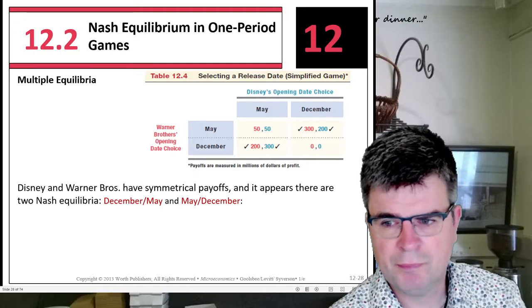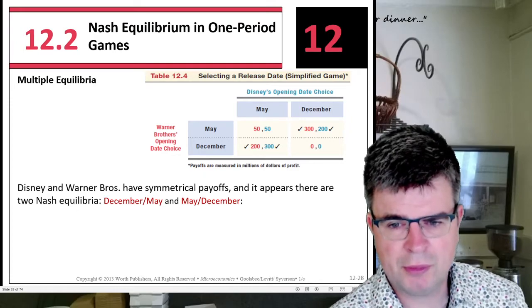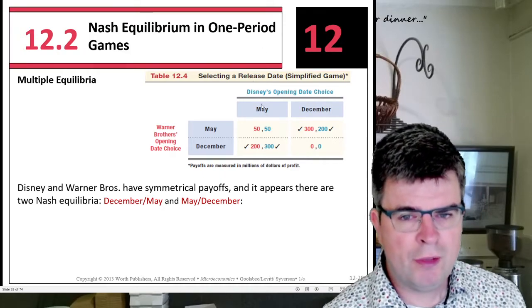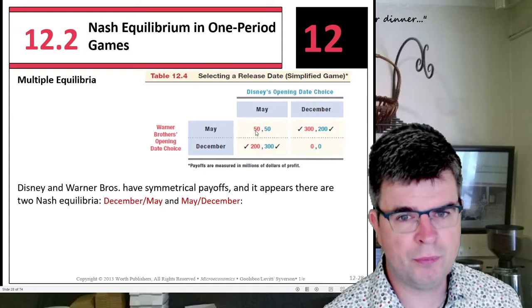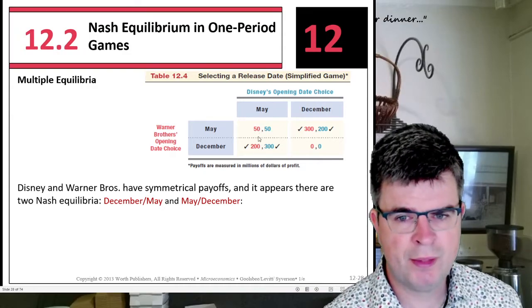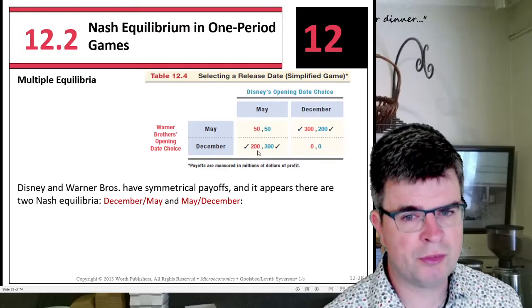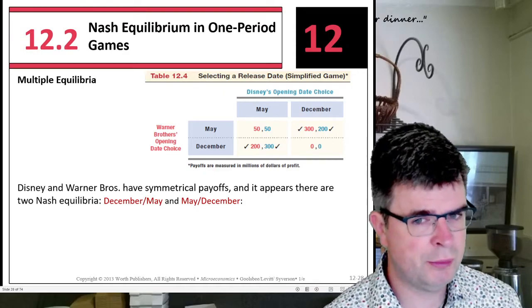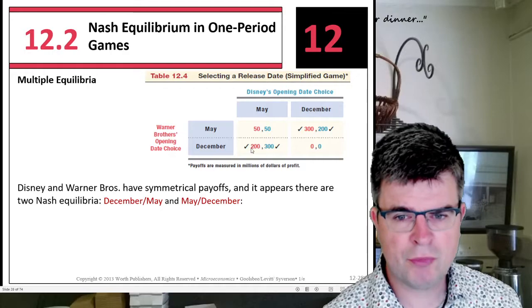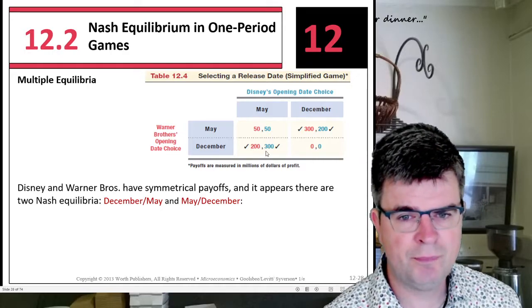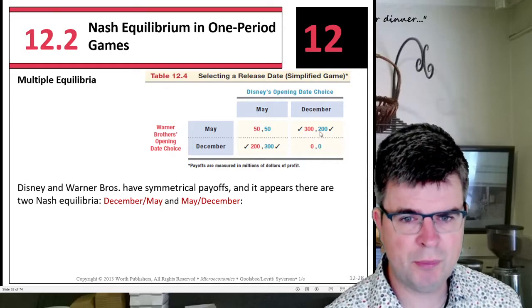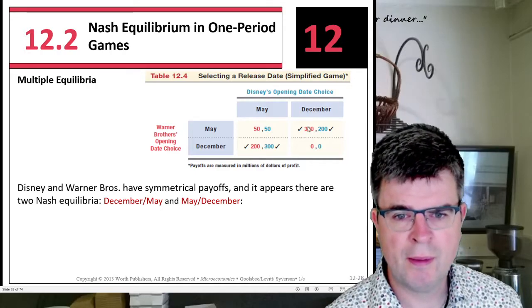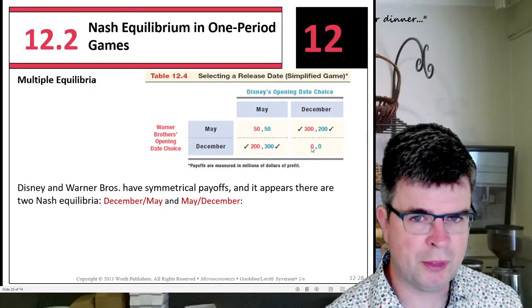So this is from the book. Warner Brothers and Disney have symmetrical payoffs, and it appears that there are two Nash equilibria here. If Disney decides to release the movie in May, and Warner Brothers also decides to release in May, then they both earn a payoff of 50. If Disney opens in May and Warner Brothers in December, then all the young people can go to both movies because they don't appear in the cinema at the same time. And the payoff to Warner Brothers will be 200 and to Disney 300. Similar if Disney releases in December and Warner Brothers in May, although then Disney will have a payoff of 200 and Warner Brothers of 300. And if they both open up in December, then each will get a payoff of 0.